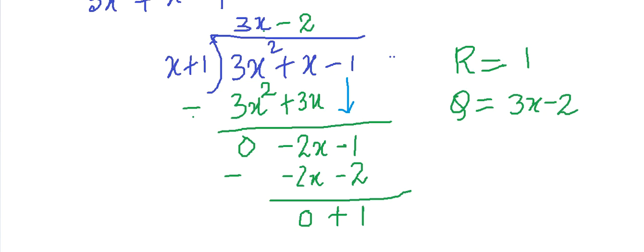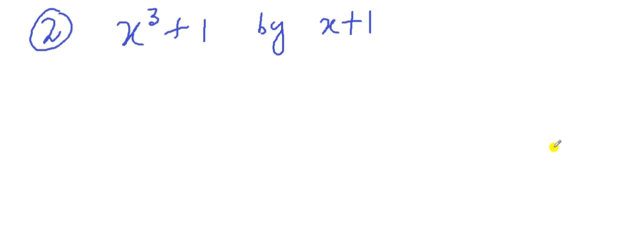So let me take up the second example. This is my second example where I have x cube plus 1 to be divided by x plus 1. Now here the first condition I told you is that the terms should be in decreasing order of power. It is already satisfied. But if you see here, you have x cube and then directly 1.